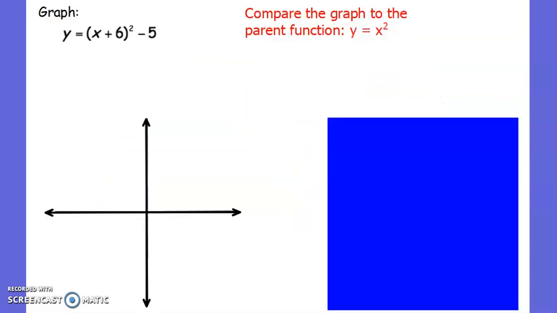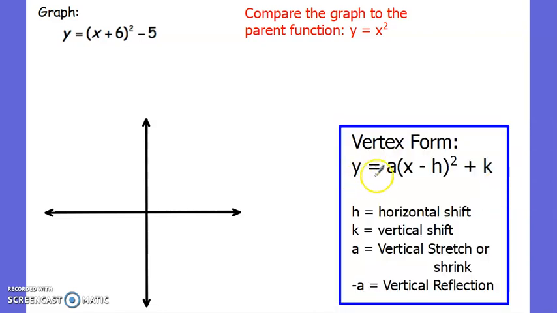So let's take a good look at what we call vertex form. Vertex form says y equals a times that binomial square, (x minus h) squared, plus k, where h is a horizontal shift. Adding and subtracting was always a shift. Since it's inside the parentheses, it's being added or subtracted before we square it. Again, that's a horizontal shift.